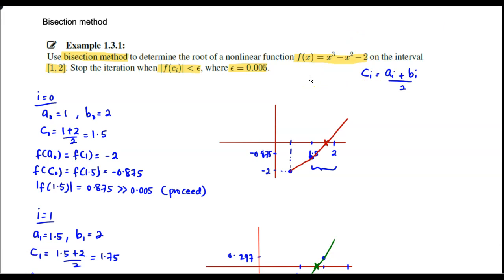So this is the bisection method without memorizing the formula, the algorithm, but you need to understand how it works graphically. What it means by the A, B, where is C, what is the value of F(A), F(C), and so on. So that's all.